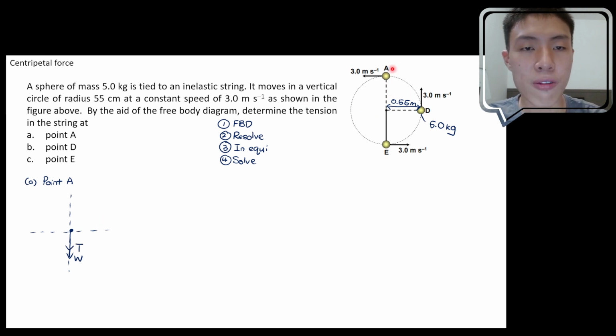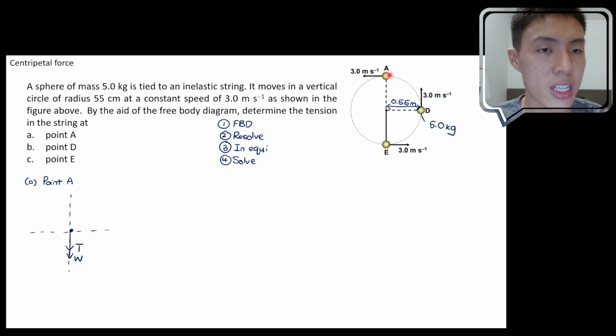Is there any force being explicitly mentioned in the question or in the diagram? No. Is there any contact surface for sphere A? Is sphere A touching anything? No. If it's not touching anything, then the question of whether it's a rough or smooth surface is irrelevant. So we ask ourselves the 5 questions, and these are the only 2 forces available for the free body diagram of the sphere at point A. So we are done with the free body diagram.